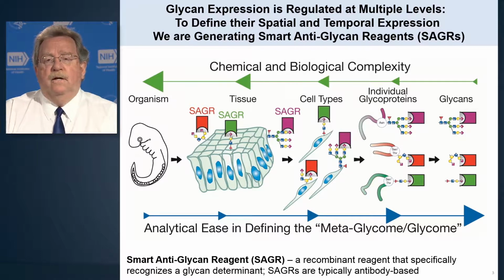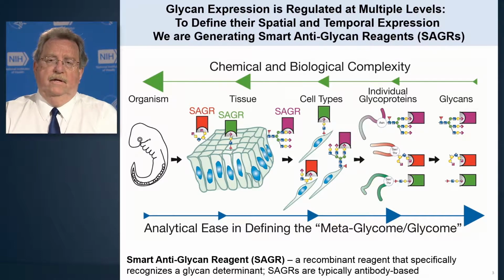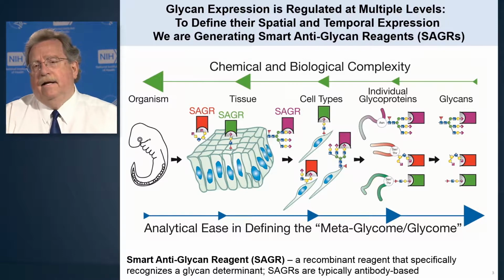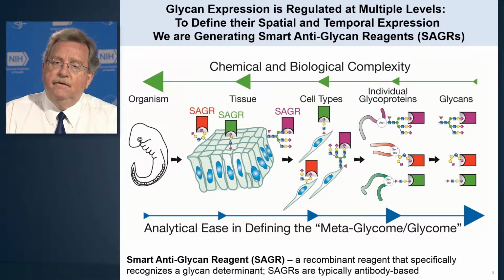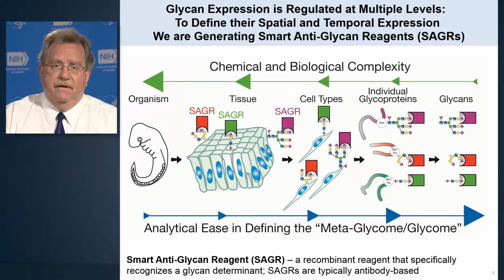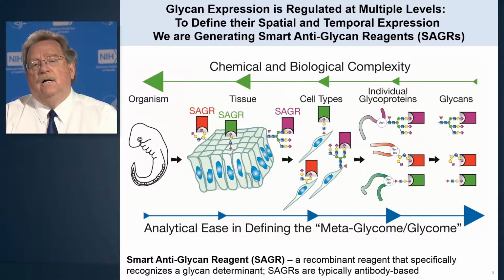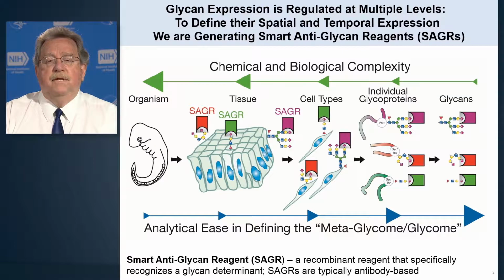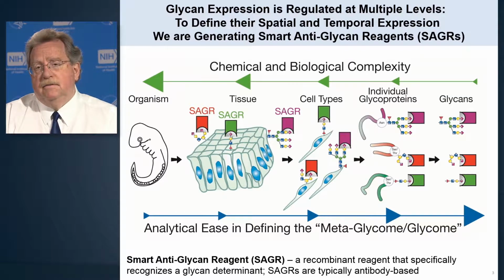So we've been working on developing new tools, and here we call them smart anti-glycan reagents. Now, these are reagents that recognize specific features of a glycan, and they're smart because they recognize very unique, very specific things in a glycan structure. So that way, we abbreviate them then SAGRs, S-A-G-R-S. And SAGRs are smart anti-glycan reagents. And they're really kind of antibodies. In our case, they're based on antibodies made in a fish.